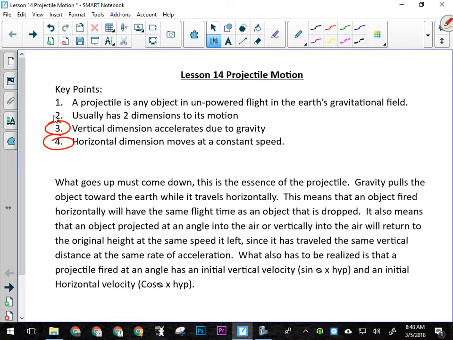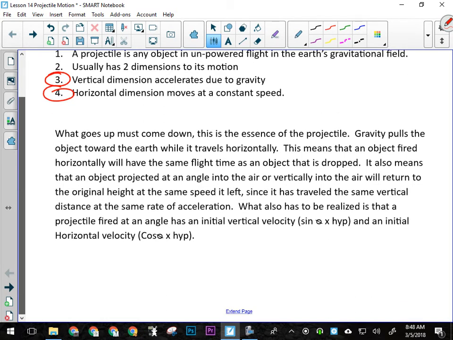All right. So what goes up has to come down. Gravity pulls an object toward the Earth while it travels horizontally. That means that an object fired horizontally will have the same flight time as an object that is dropped. That means this. If I have a rifle that's loaded with a bullet in it and just a bullet sitting beside it, and I fire the gun and drop the bullet at the same time, they'll hit the ground at the same time.